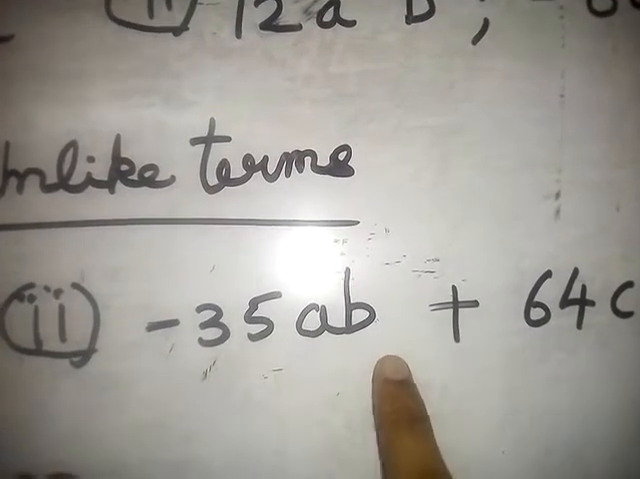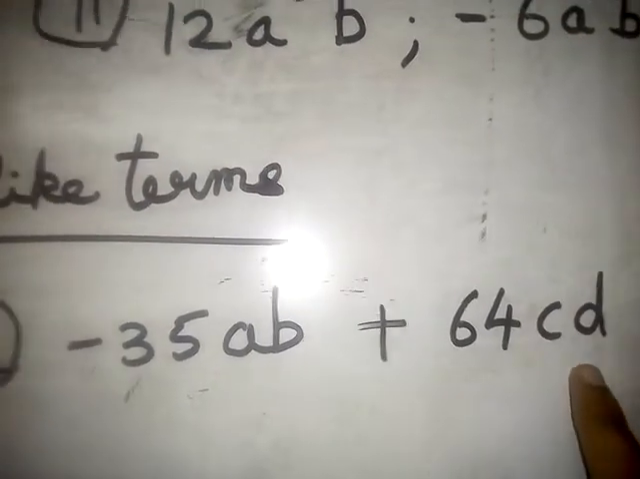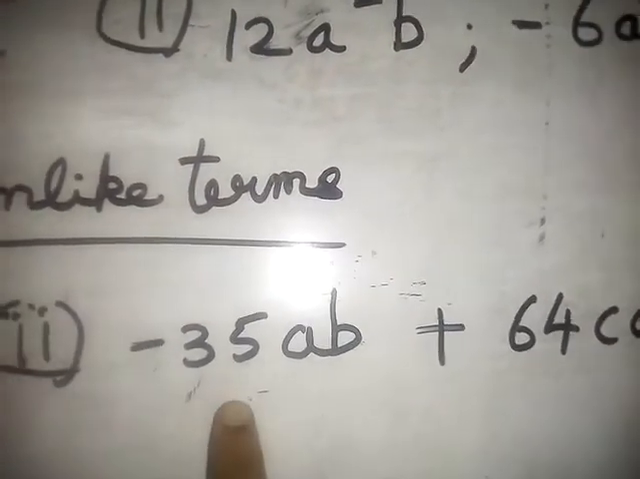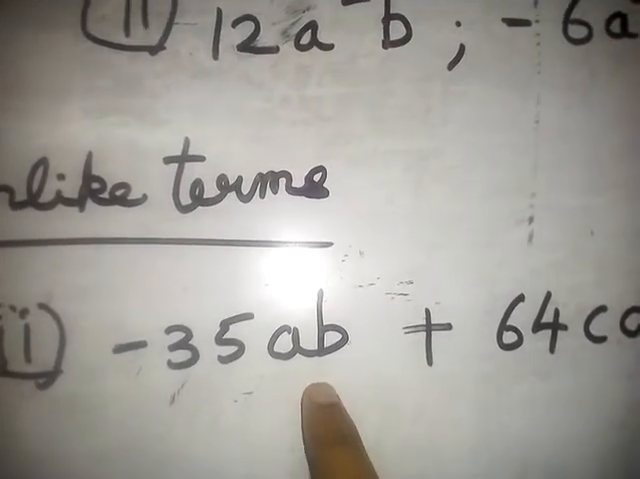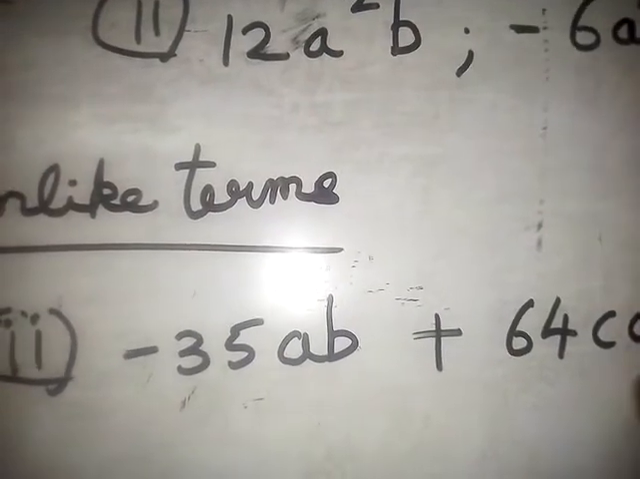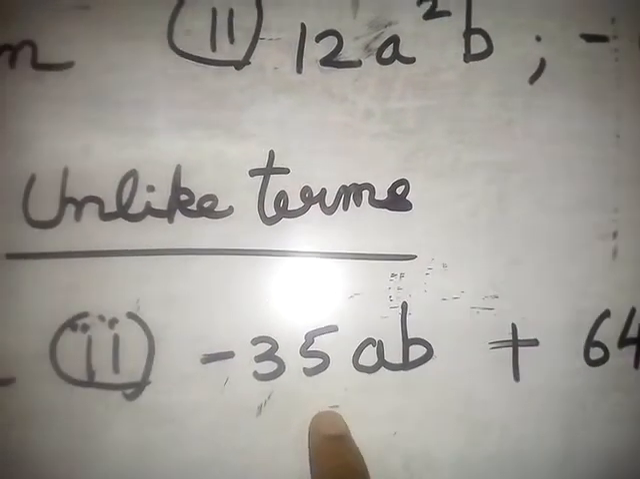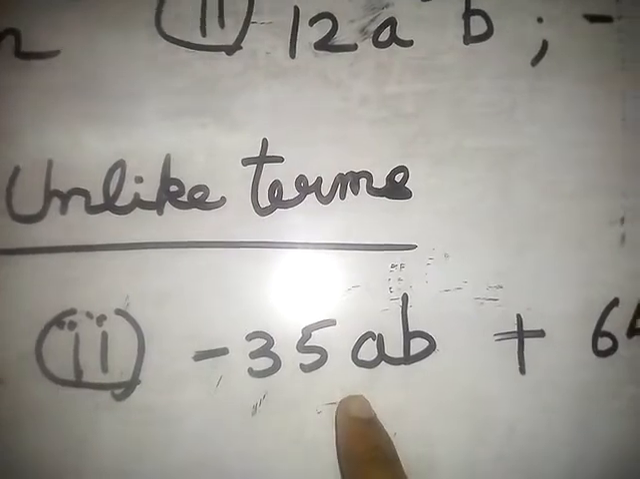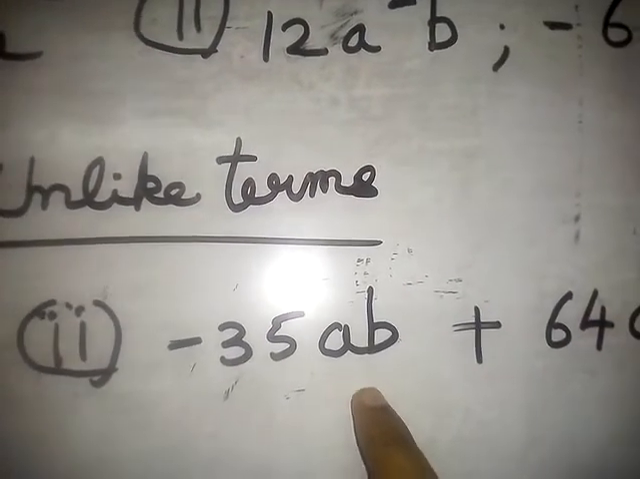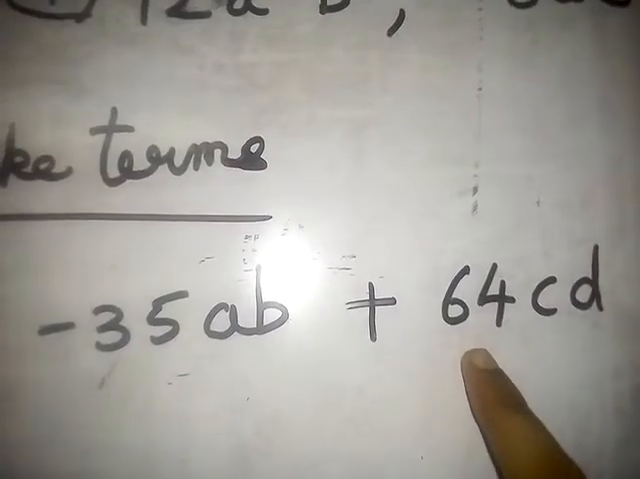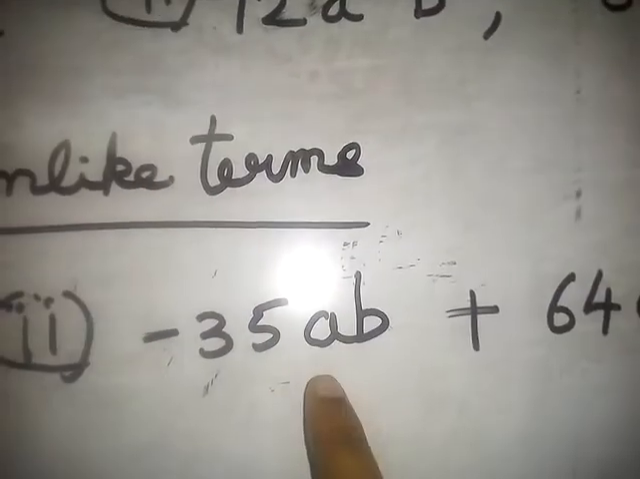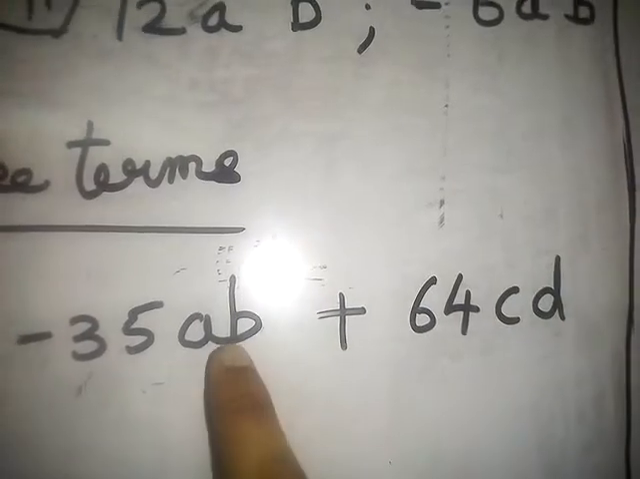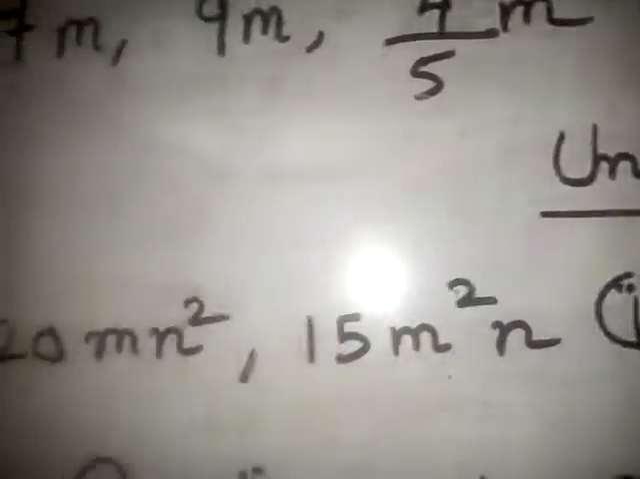Minus 35ab plus 64cd. You have the different numbers and you have the different variables with the different power. In the first number, minus 35ab, which are the variable? ab. And in the second number, 64, variable is what? cd. You have the different variable and with the different power. So both these examples are unlike terms.